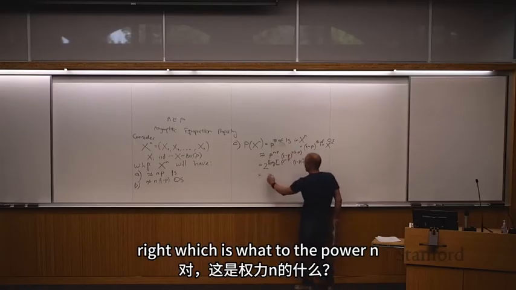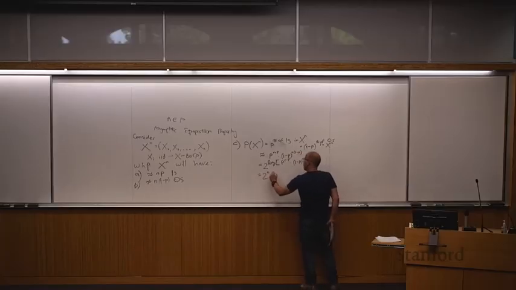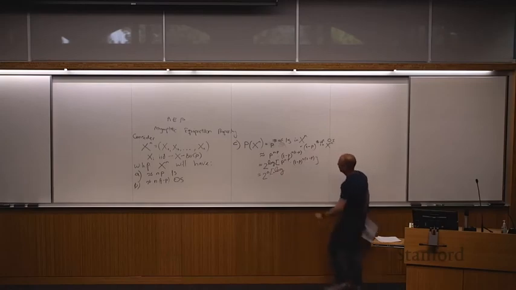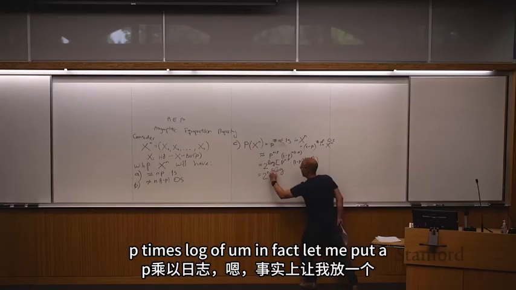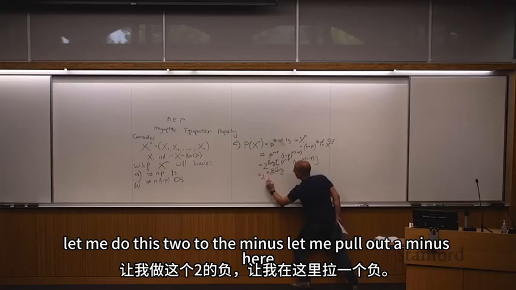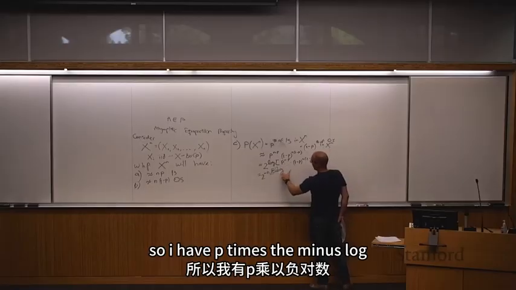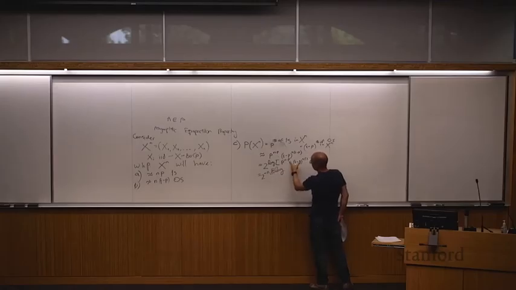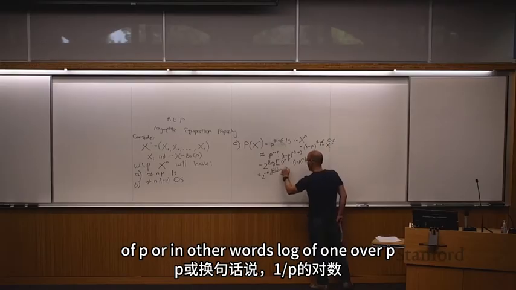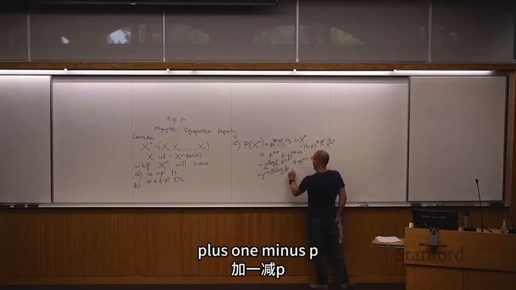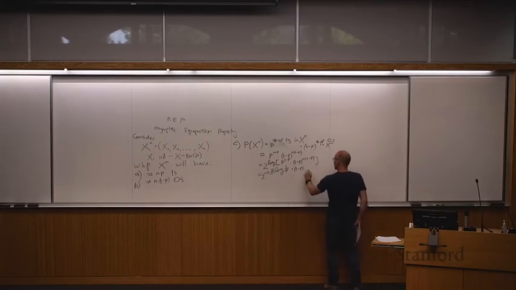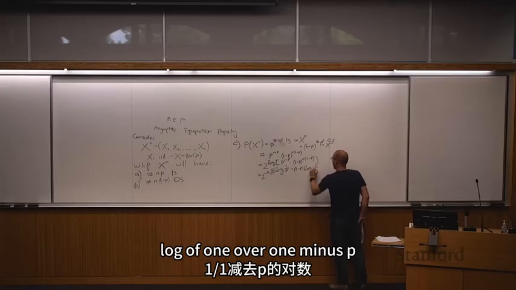Which is what? 2 to the power n, and in fact, let me pull out a minus here: 2 to the minus n, times p times minus log of p, or in other words, log of 1 over p, plus 1 minus p times log of 1 over 1 minus p.